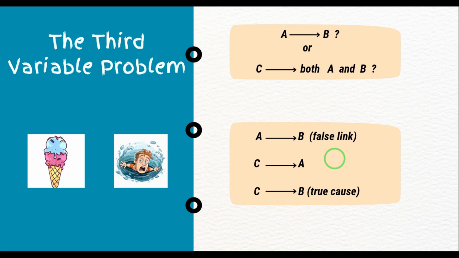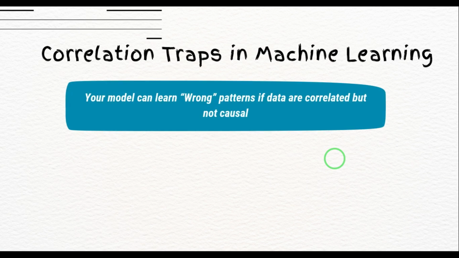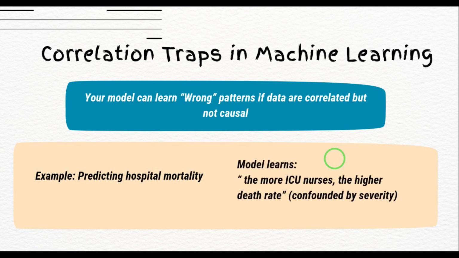And this misunderstanding doesn't just happen in the news, it happens in machine learning all the time. In ML, correlation traps are deadly. If your data has very strong correlations, your model will happily learn them and fail in the real world. For example, hospitals with more ICU nurses may have higher death rates, not because nurses cause death, but because they treat more severe cases. Unless you understand the causal structure, feature selection based on correlation can mislead your model. So be very careful with that.